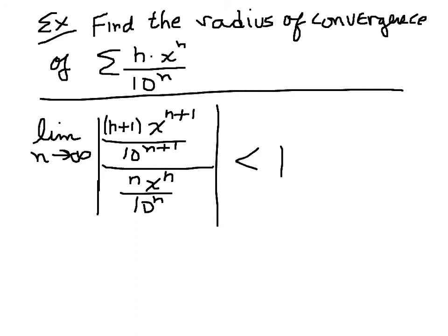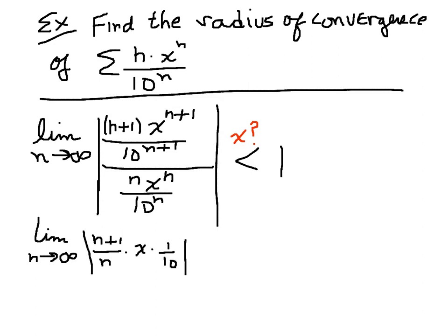Again, I think it's really helpful to always write this: we want the values of x which make that be less than 1. Well, this simplifies to the limit as n approaches infinity of n plus 1 over n times x times 1/10. We want that to be less than 1. And so now we'll do a lot of simplification, and we'll rewrite this as follows.